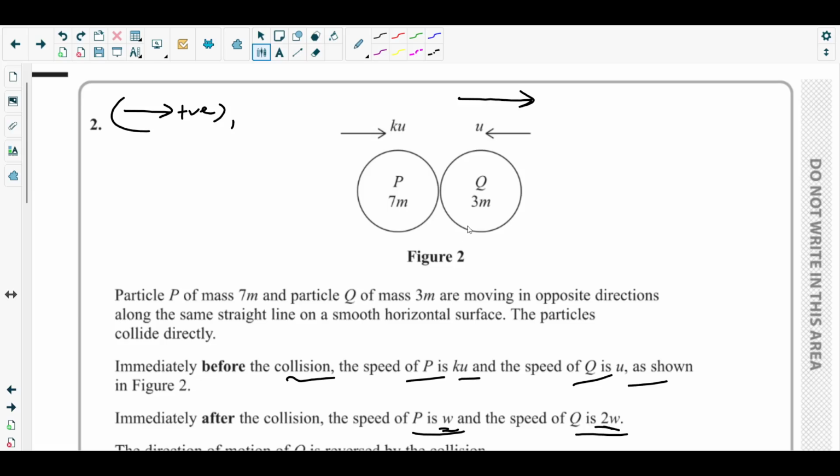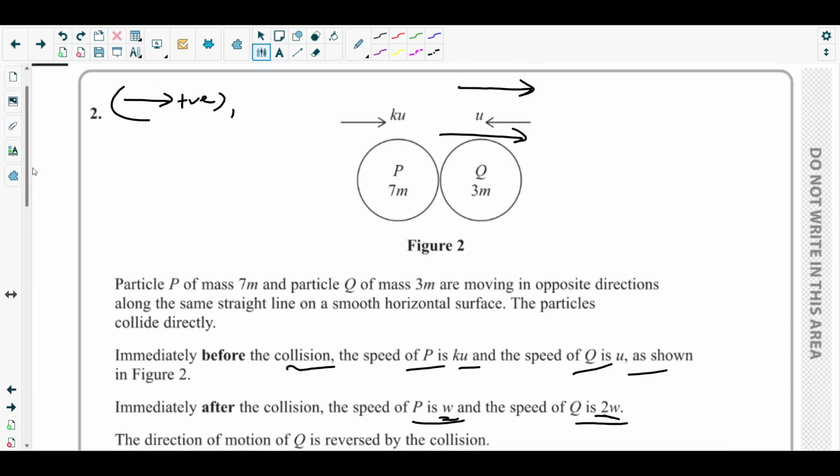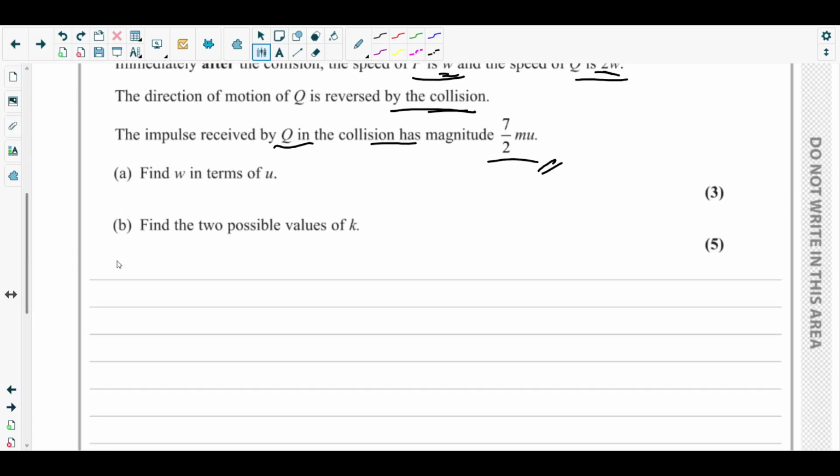Now the impulse on particle Q will be acting to the right, because as particle P hits particle Q in the collision, particle P will provide force in the direction to the right. So that's why the impulse acting on Q is positive. We are taking the direction to the right as positive.